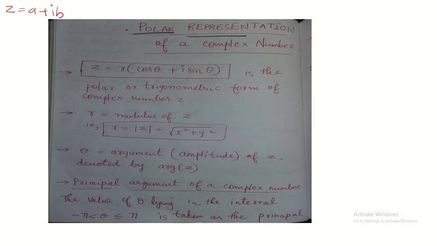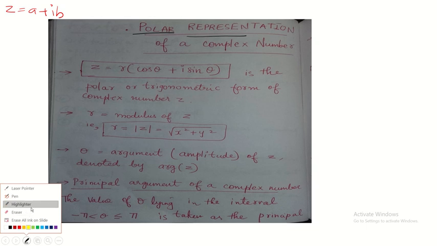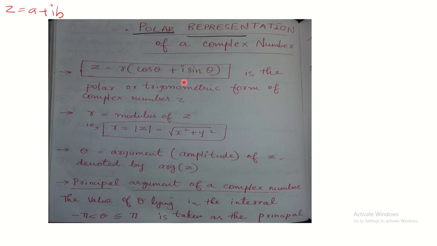So, here z equal to r (cos theta plus i sin theta) is the polar or trigonometric form of a complex number z. So what is it? Polar representation is nothing but you have to represent it by z, that will be equal to r, and inside the bracket you are having cos theta plus i sin theta. So you have cos theta as well as sin theta. This is a polar representation of a complex number.